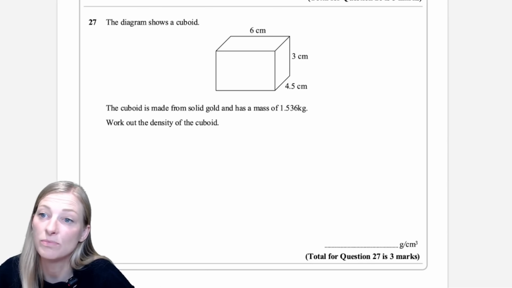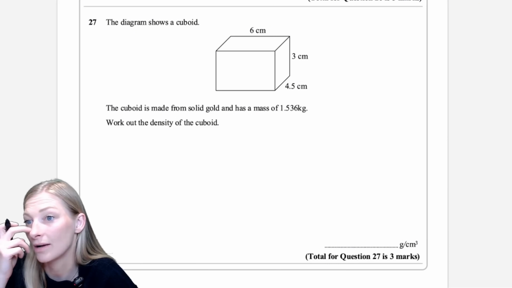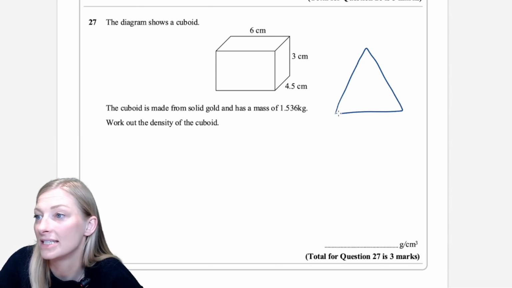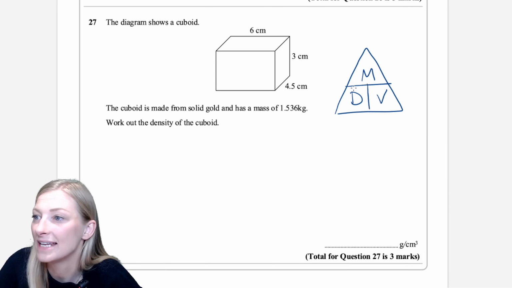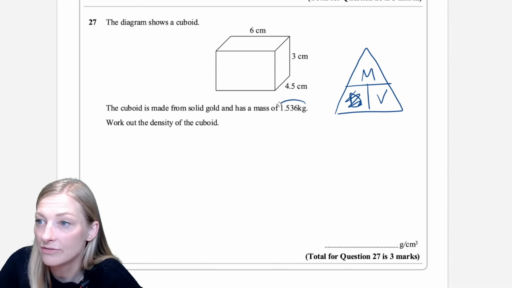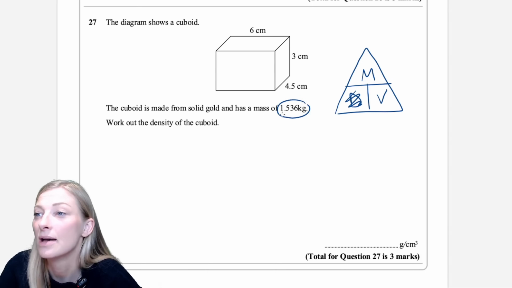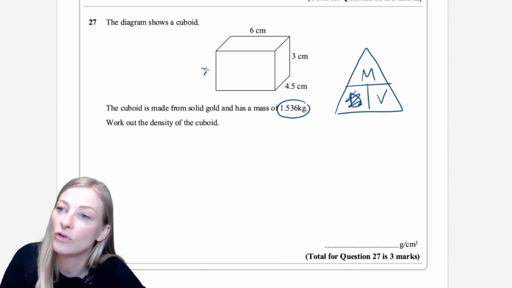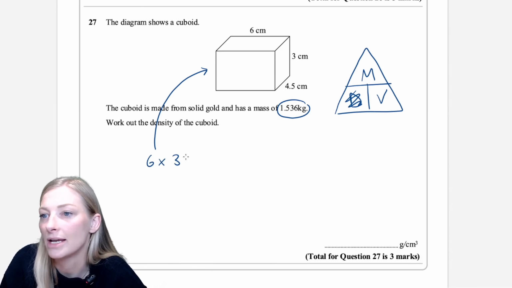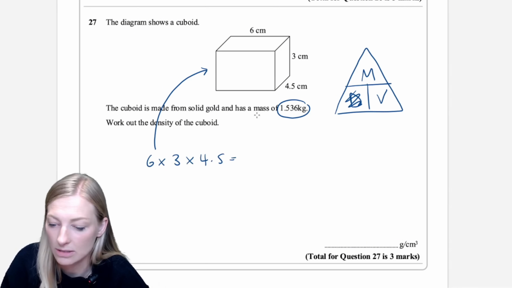The diagram shows a cuboid. The cuboid is made from solid gold and has a mass of 1.536 kilograms. Work out the density of the cuboid. So here we're going to need our formula triangle for density. Density, mass, volume. And we're working out the density. So covering that up and doing the sum that's left behind, that is mass divided by volume. So the mass we have is 1.536 kilograms, but we don't have the volume right now. And to work out the volume of a cuboid, we do length times width times height. 6 times 3 times 4.5 in any order, doesn't matter what order you do it in.